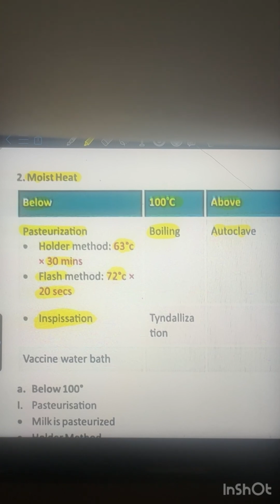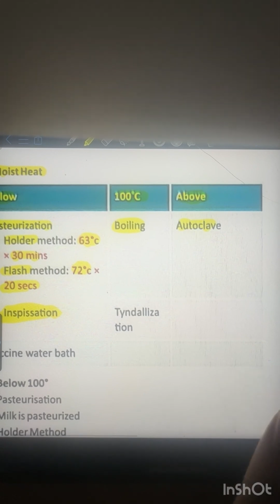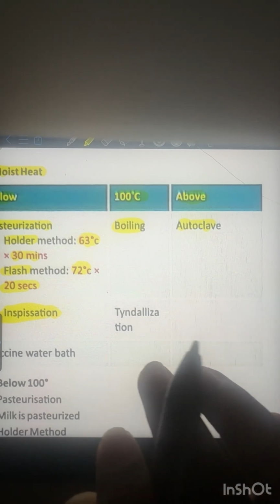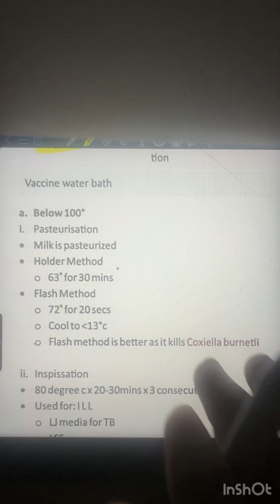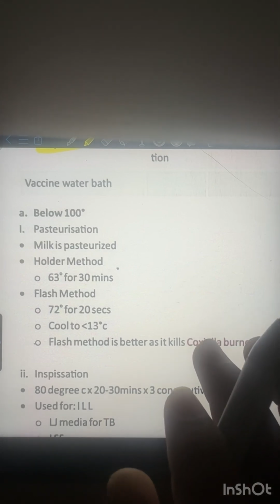What else can come under 100 degrees? It is inspissation. I have learned inspissation as 80-20, 80-20, 80-20. That means 80 degrees centigrade for 20 minutes, then again 80 degrees centigrade for 20 minutes, then again 80 degrees centigrade for 20 minutes. Is this a 3-day procedure? Exactly. This is day 1, day 2, day 3, a 3-day procedure.